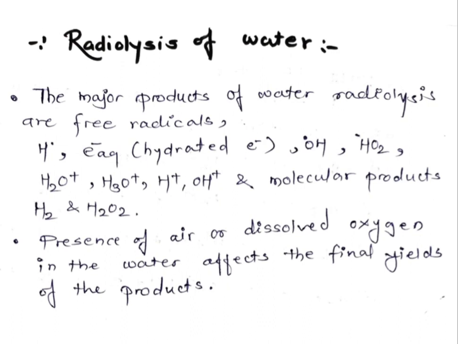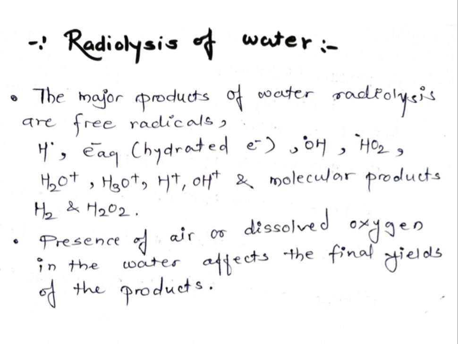The major products of water radiolysis are the free radicals. The free radicals will be like the H radical, then the electrons, which will be hydrated electrons or aqueous electrons. Then OH radicals will be generated, H radical, O2, H2O+, H3O+, H+, OH+, and some other molecular products like H2 and H2O2.